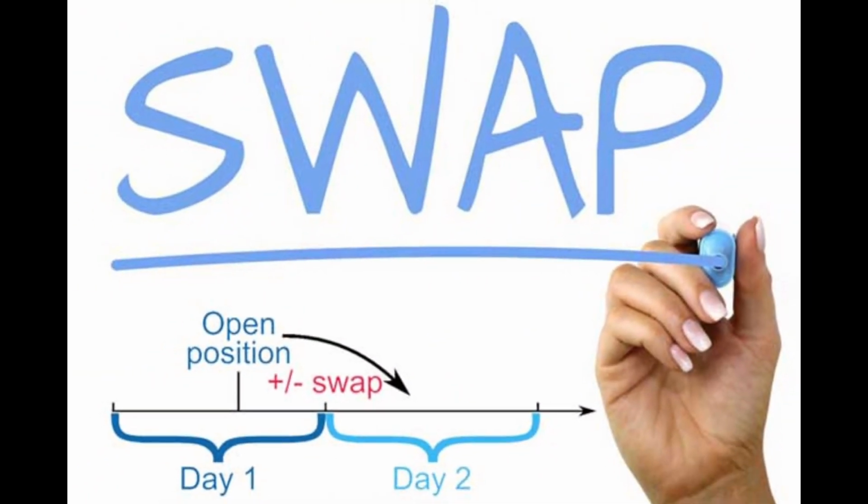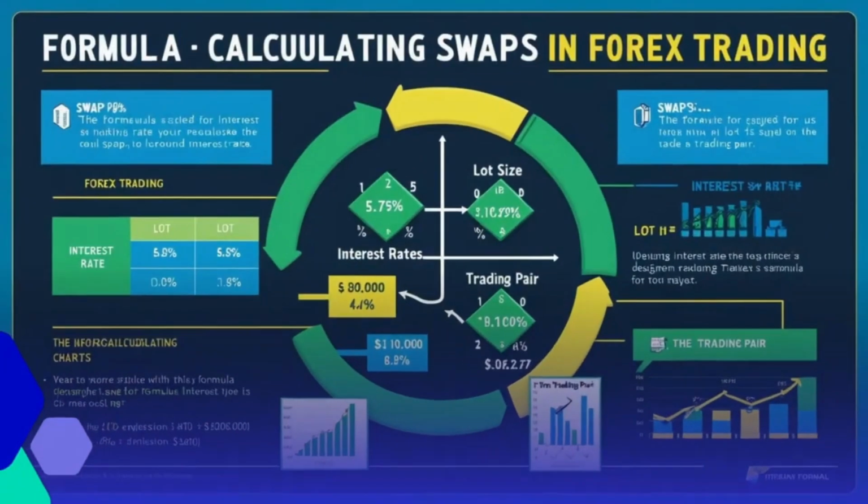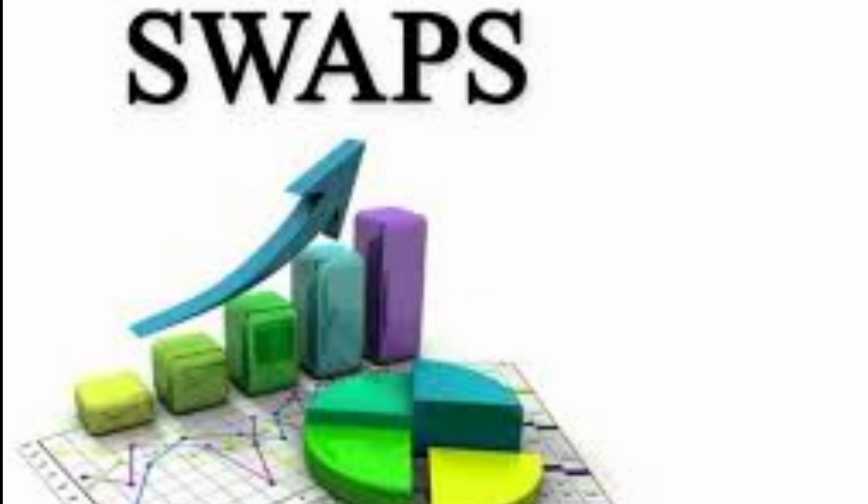Types of swap. Positive swap. If the interest rate of the base currency is higher than that of the quote currency, it is a positive swap and will be credited to your account. Negative swap. If the interest rate of the base currency is lower than that of the quote currency, it is a negative swap and will be deducted from your account.